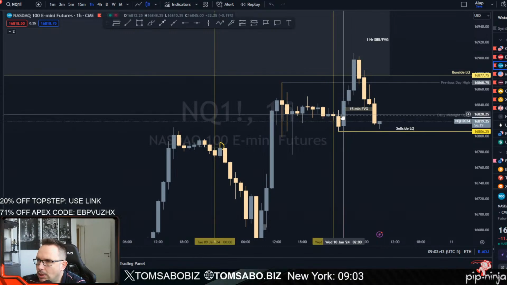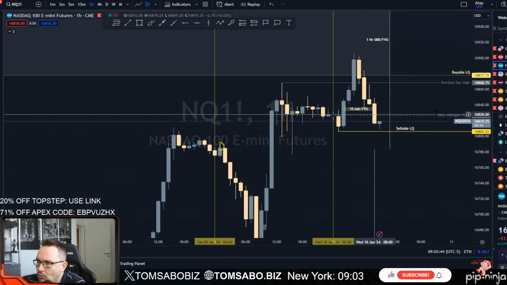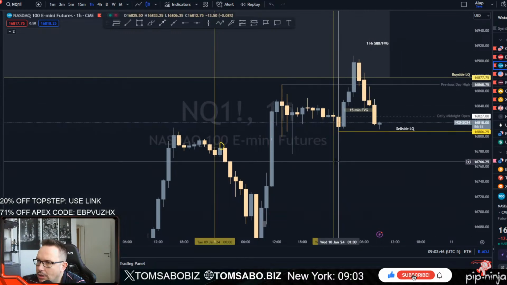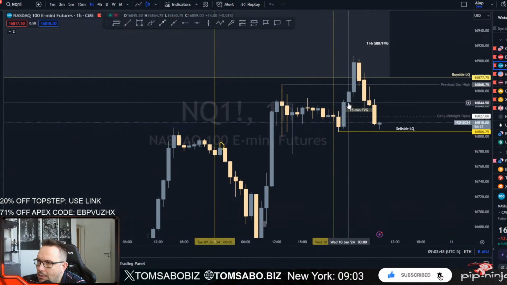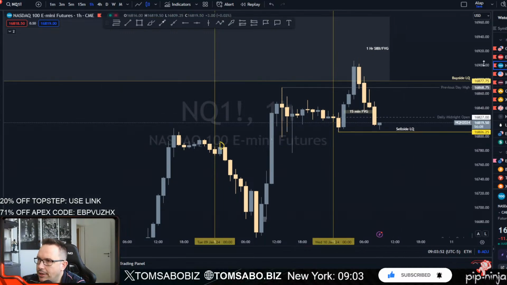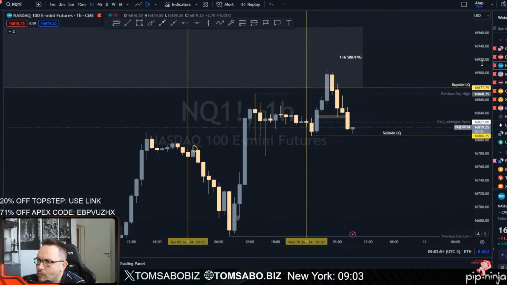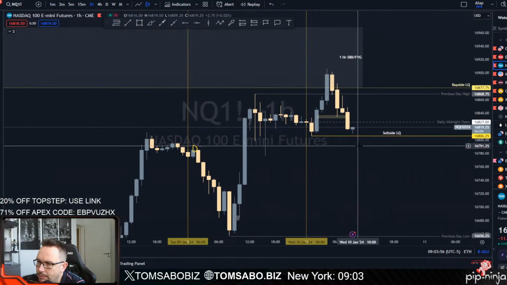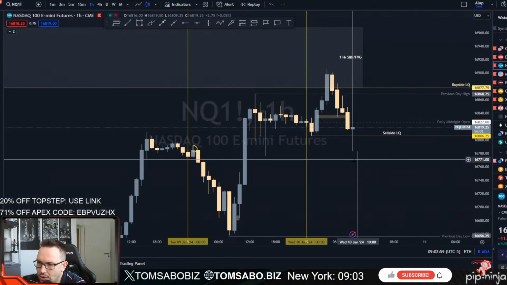We have a bullish order block here on the 1 hour, technically. So we are inside of this order block. The question remains, is it going to drive price up?